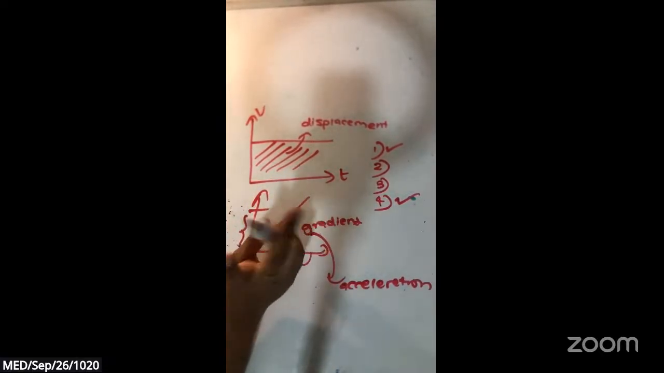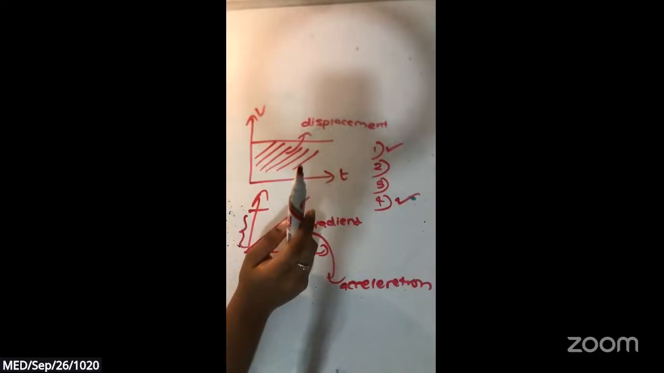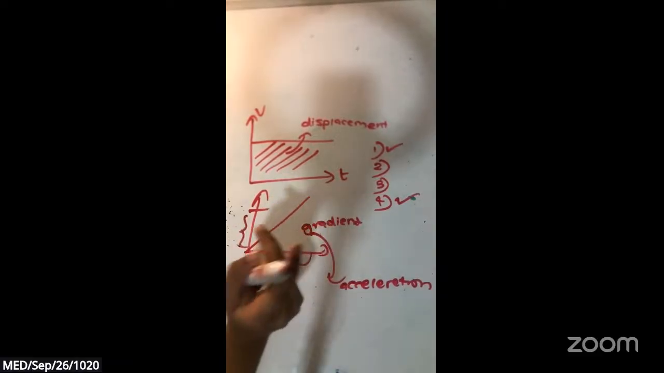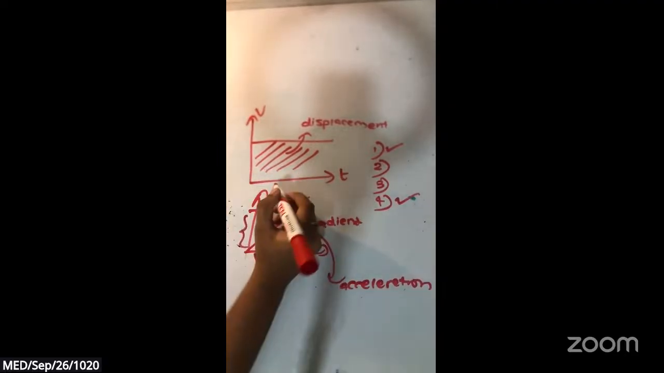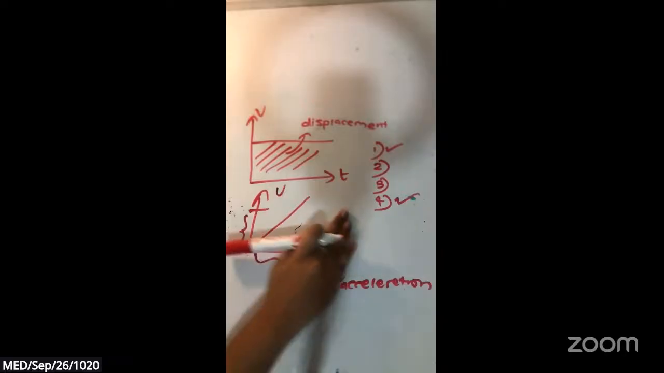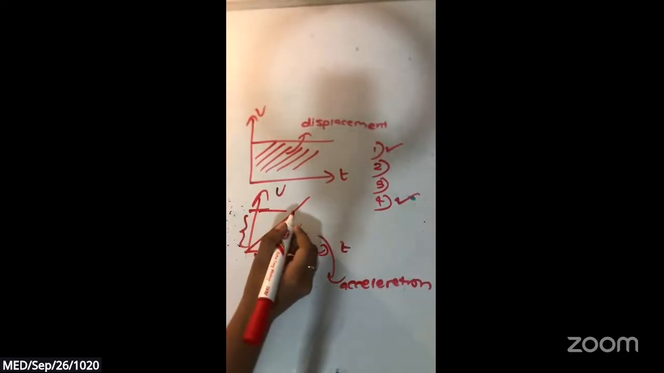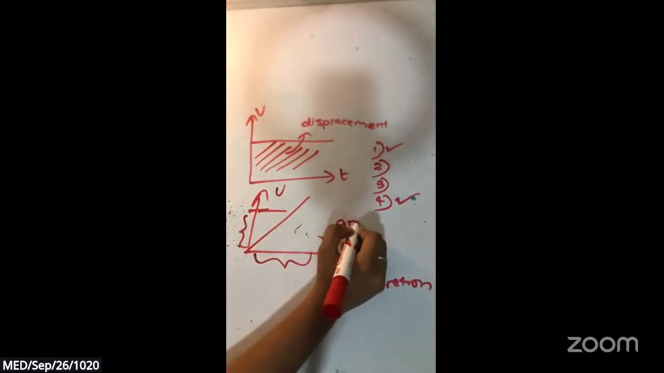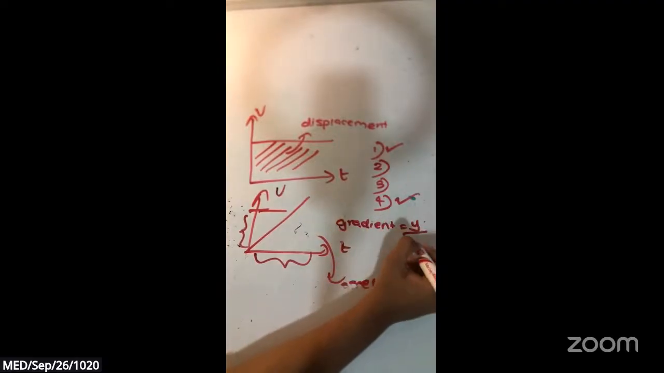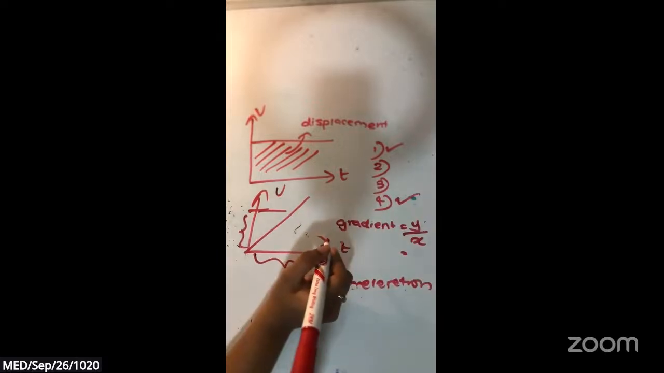Let's go to the third one. The gradient of the graph is zero in a motion where velocity varies with time. Is that correct? Is it always zero? If you take a velocity time graph, is the gradient zero? No, it's not always zero. Now, what is a gradient? Gradient is equal to Y difference over X difference.